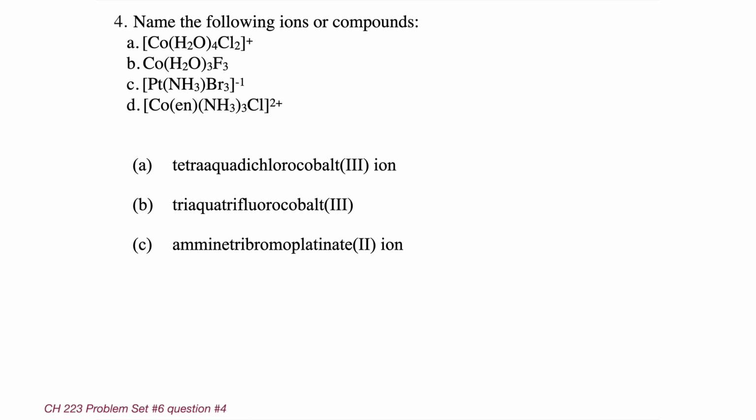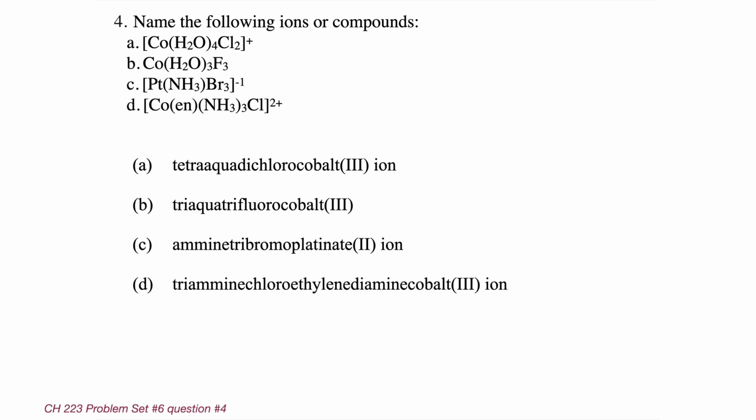Ethylene diamine is also one that deserves a comment. Ethylene diamine has a Greek prefix in the name. So if the ligand has a Greek prefix in the name, you use the alternative method, bis, tris, tetrakis, and stuff like that. In this one, though, because there's only one, it's not really necessary.